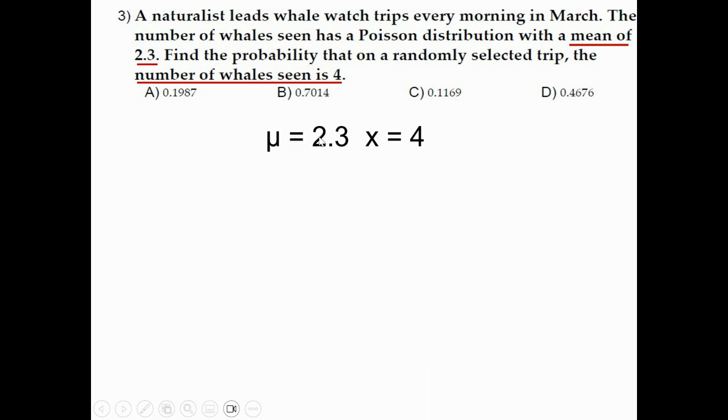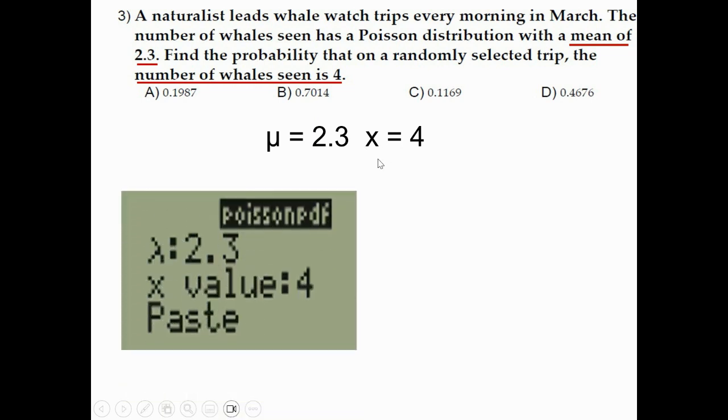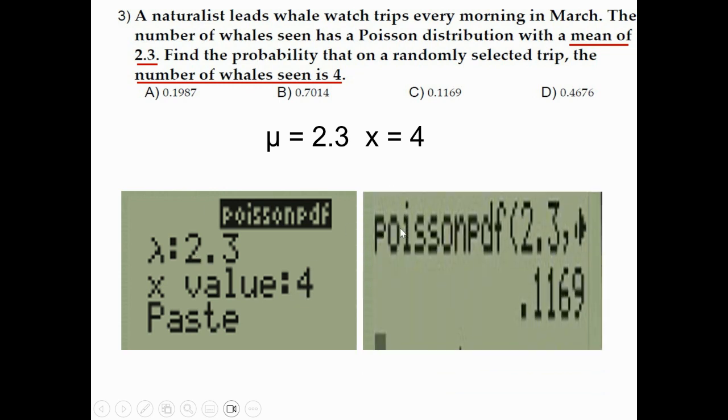So there's my mean, 2.3, as he gives me. And he wants to know the probability of seeing exactly 4 whales. X is 4. Poisson PDF, exactly. There's my lambda, my mu, one and the same. My X value is 4. Straightforward, 0.1169.